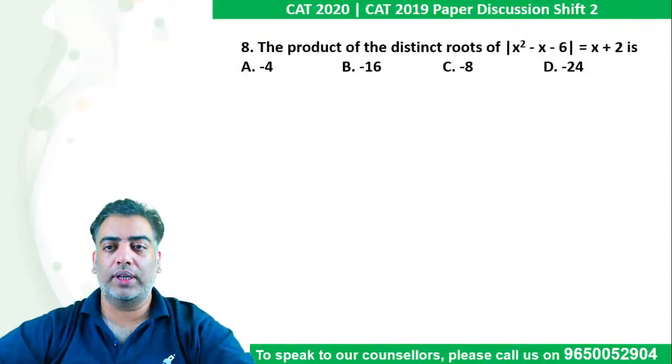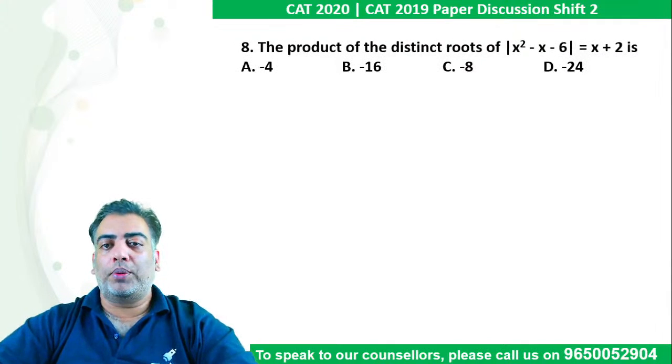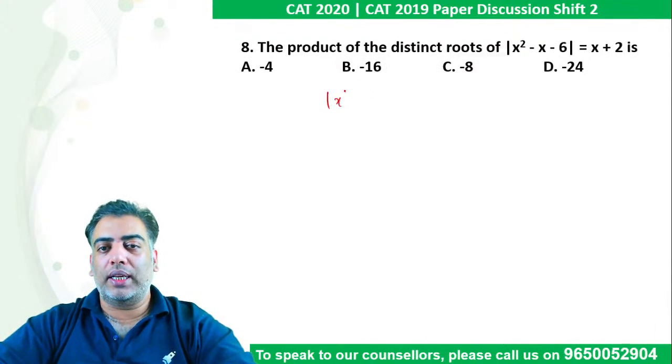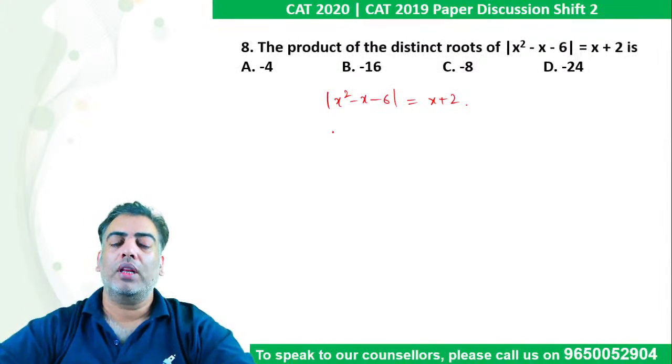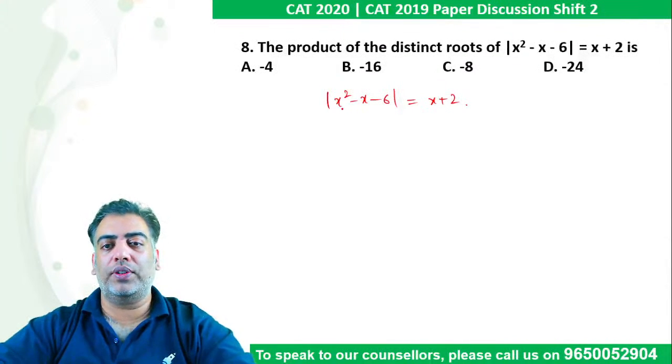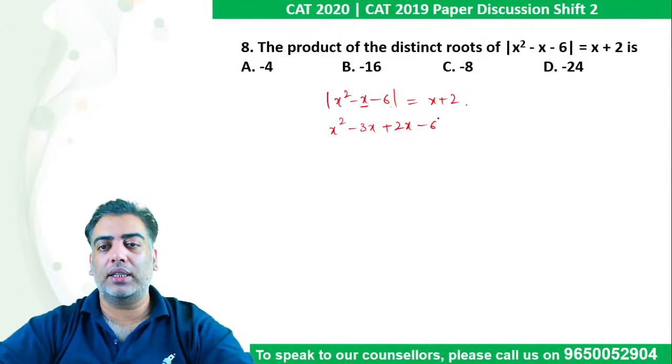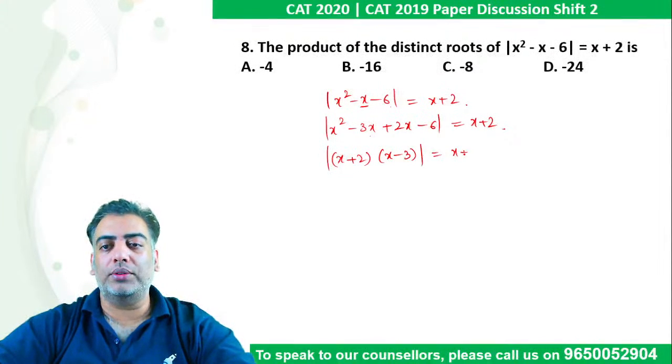Okay, so let's move on to next. The product of the distinct roots of modulus x square minus x minus 6 equal x plus 2 is. In order to solve this question, first of all, we need to factorize the value in modulus. So middle term here can be split as minus 3x plus 2x minus 6 equal x plus 2. So here the factorized form becomes modulus of x plus 2 into x minus 3 equals x plus 2.